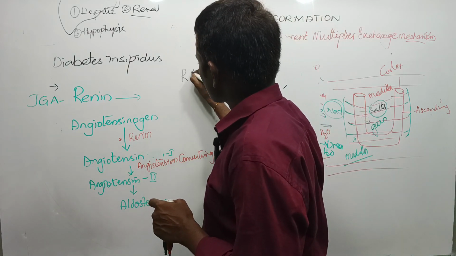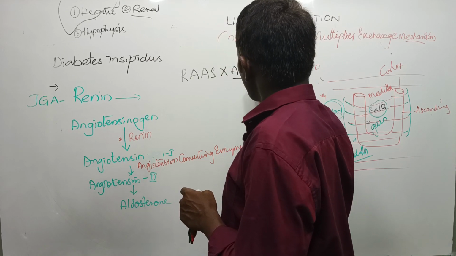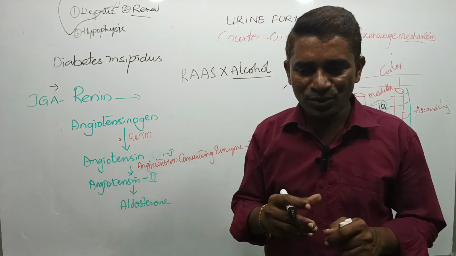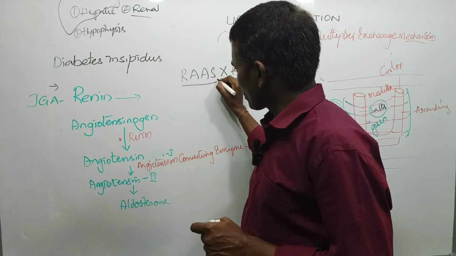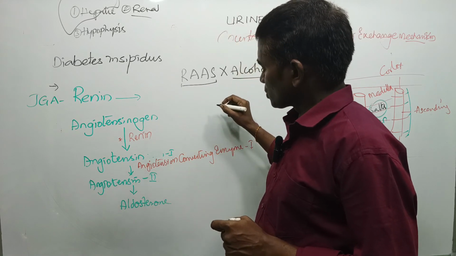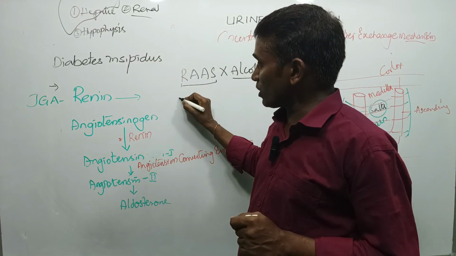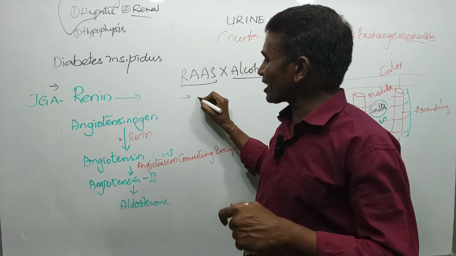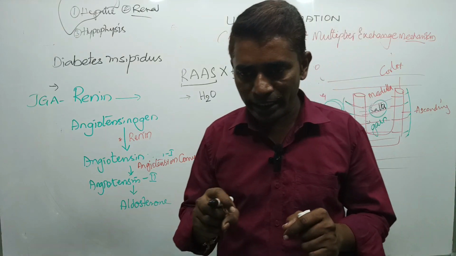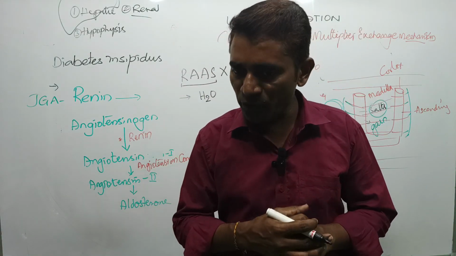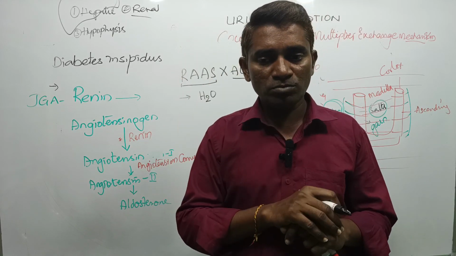However, this RAS system is inhibited by alcohol. So alcohol consumption inhibits the renin angiotensin aldosterone system. Therefore, what happens? Once it inhibits mineralocorticosteroids, the individual loses even water, and it also inhibits ADH. So a drunken person, alcoholics, usually lose an enormous amount of water and electrolytes or minerals in the form of urine. Sometimes this can even result in death of the individual.